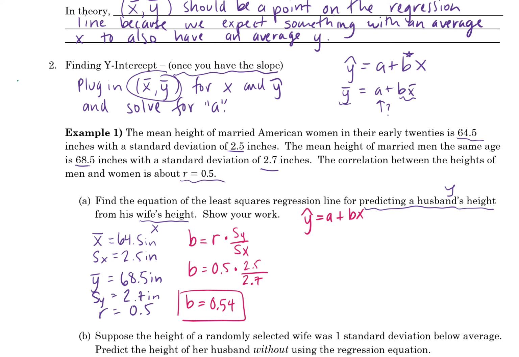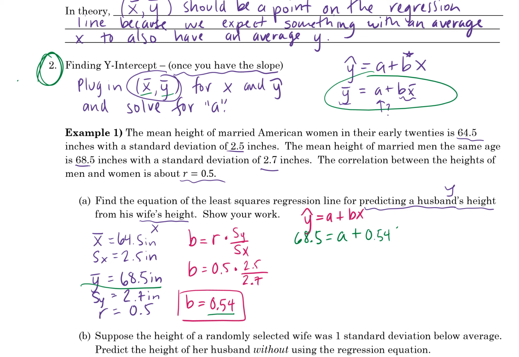Okay. Well, next I want to find my y-intercept. Here's where we're going to obey what step 2 said to do, and it said to plug in x bar, y bar for x and y hat. So instead of y hat, I plug in y bar, which is 68.5. I don't know what a is, that's what I'm trying to solve for. b, I just found out, was 0.54, and then instead of x, I'm going to plug in x bar, which is 64.5.